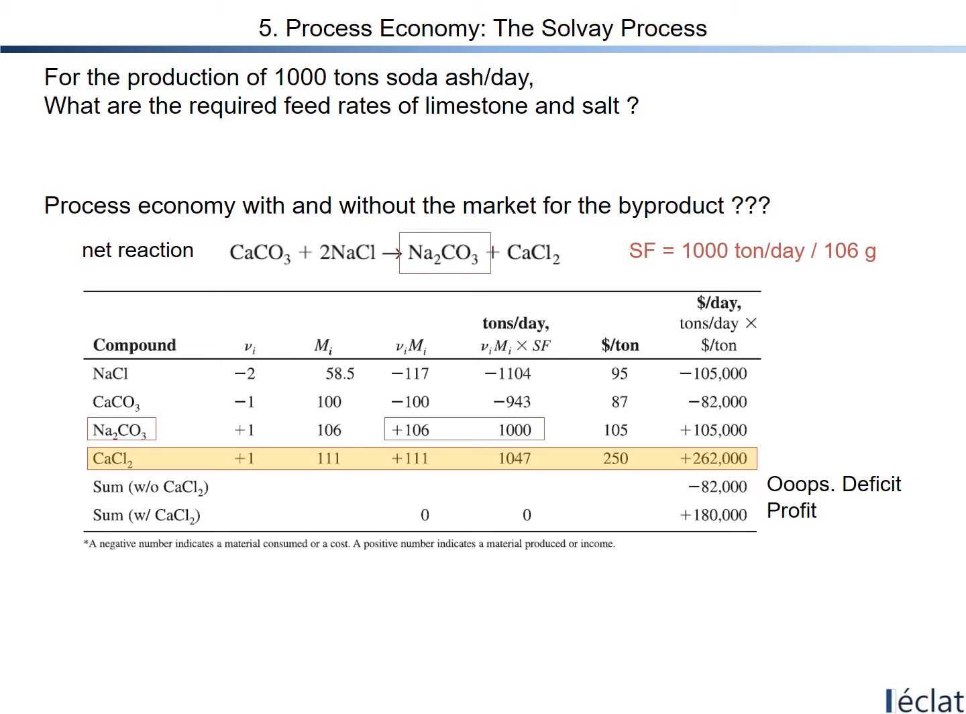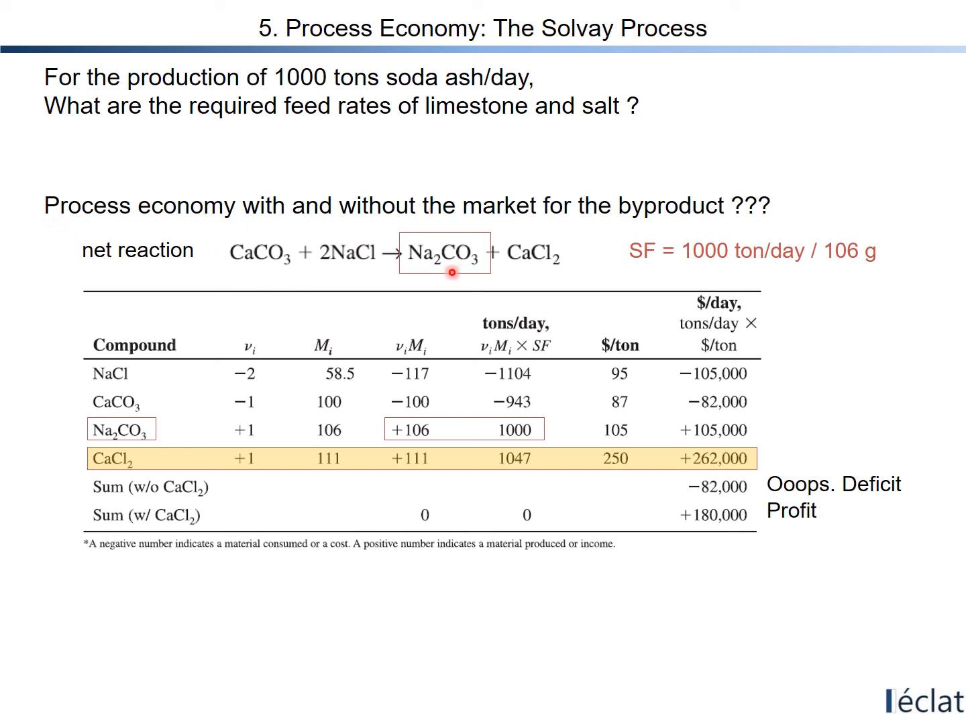Okay, here is the second question for the same process. Let me change the pen into the laser pointer. For the production of 1000 tons of soda ash, meaning sodium carbonate, per day, the same basis, what are the required feed rates of limestone and salt? Limestone indicates the calcium carbonate. So we need to calculate everything.